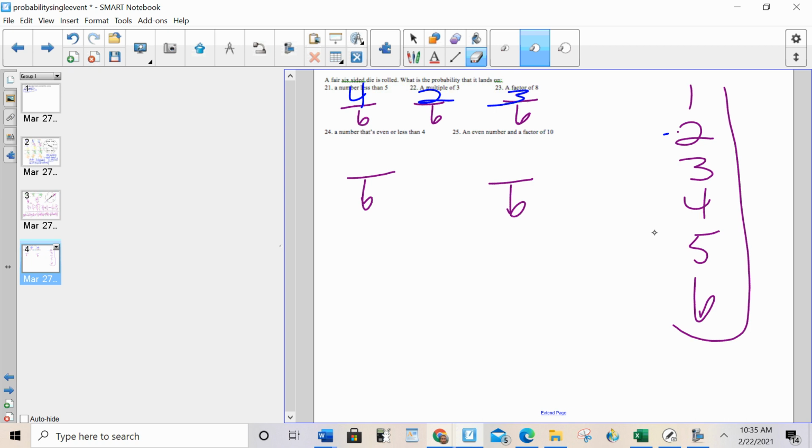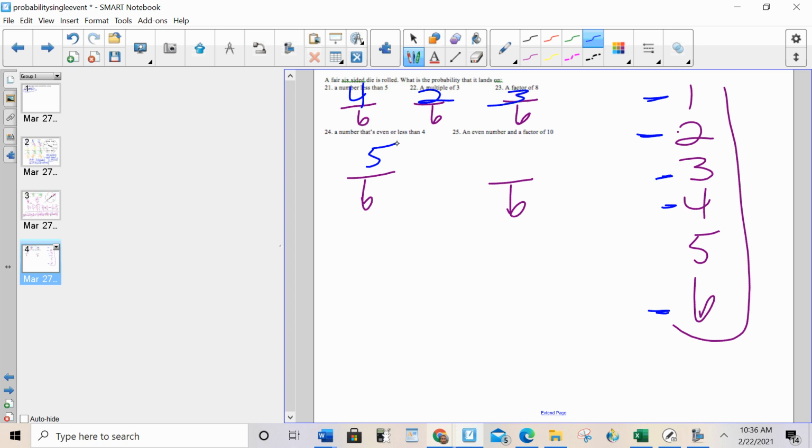A number that is even or less than 4. Well, 2, 4, and 6 are even or less than 4. 3 and 1 are also less than 4. I'm not going to count the 2 and the 4 twice. 5 of the 6 of these are even or less than 4.